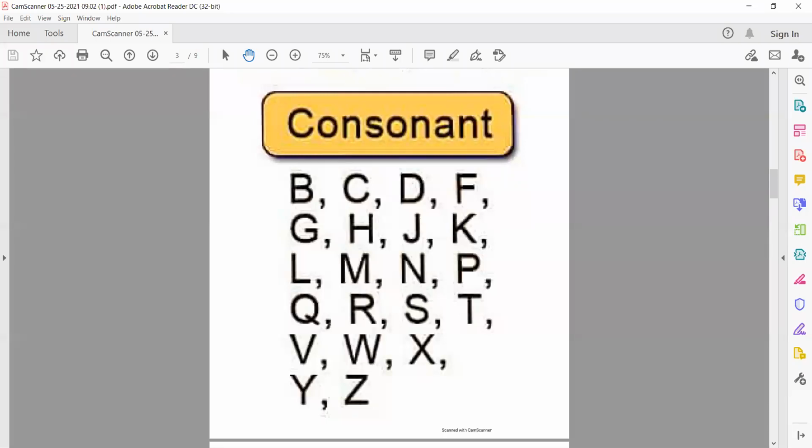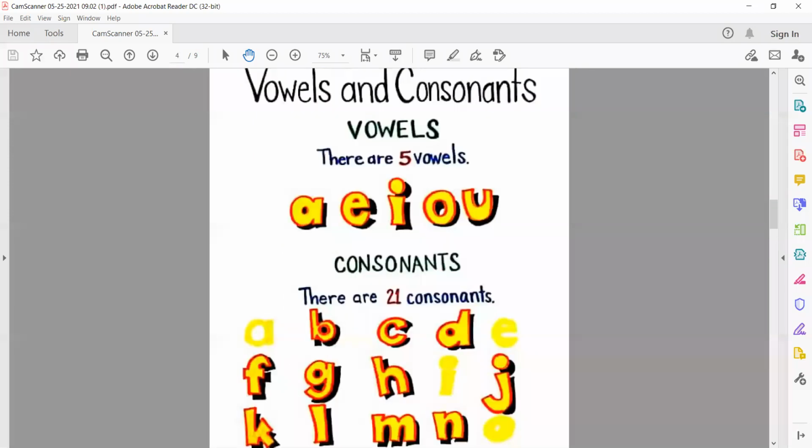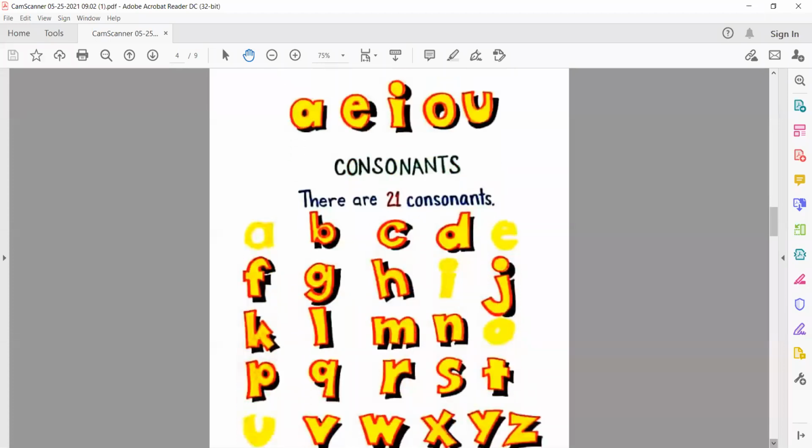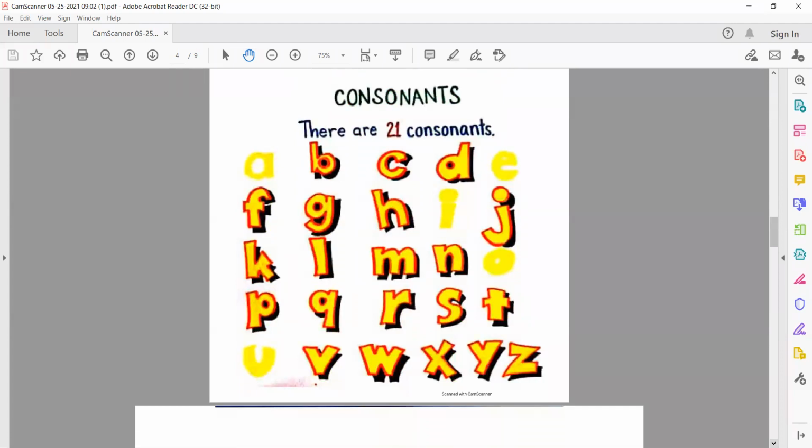Now we have a total of 26 alphabets in English. In these 26 alphabets, 5 are vowels and the remaining 21 are consonants. You can see on your screen that there are 5 vowels and 21 consonants. So the overall alphabets are 26, right? Clear to all of you? Okay.